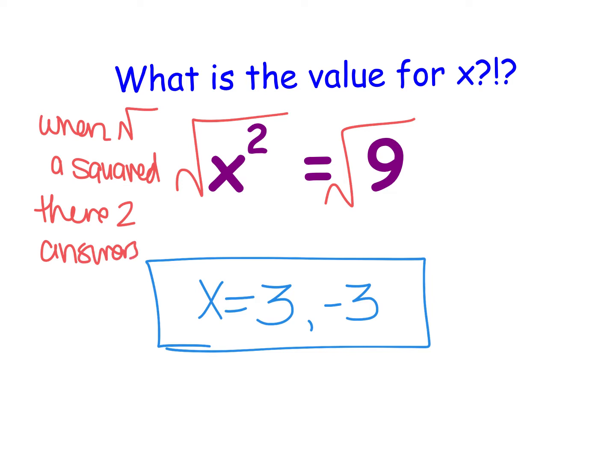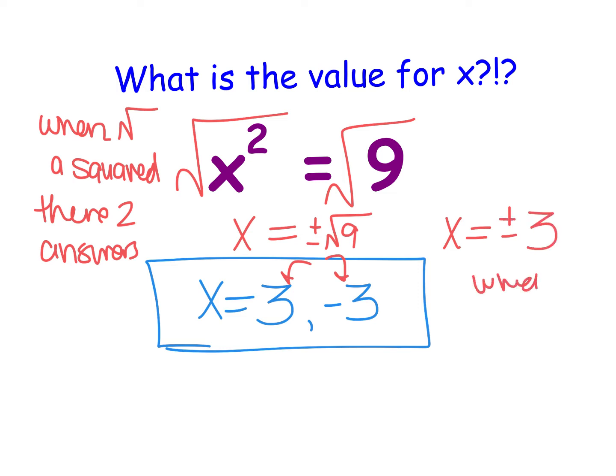The way that we typically write this in Algebra 2 is, when we square root a squared, we have x equals, and then we know that for the square root of 9, we're going to use the positive and the negative version of that, as you can see down here. So we would typically write our answer as x is equal to plus or minus 3, which means x equals a positive 3 or x equals a negative 3.